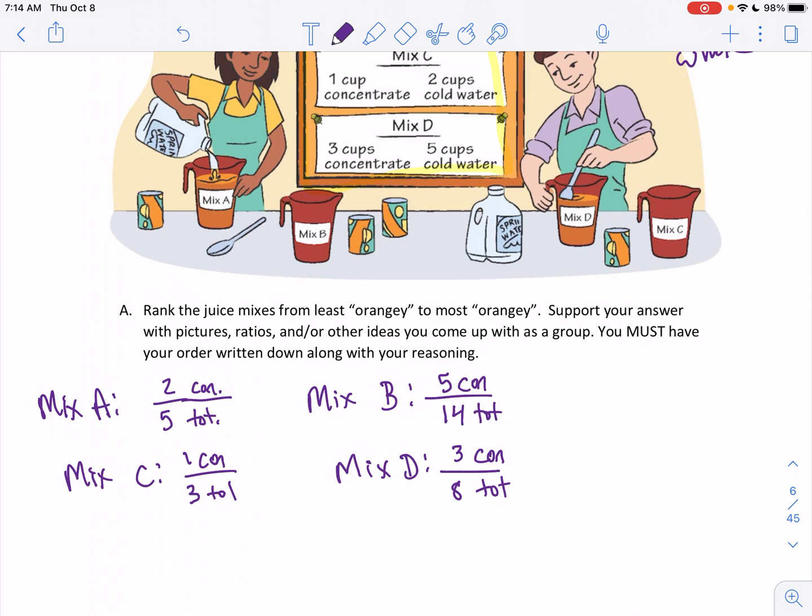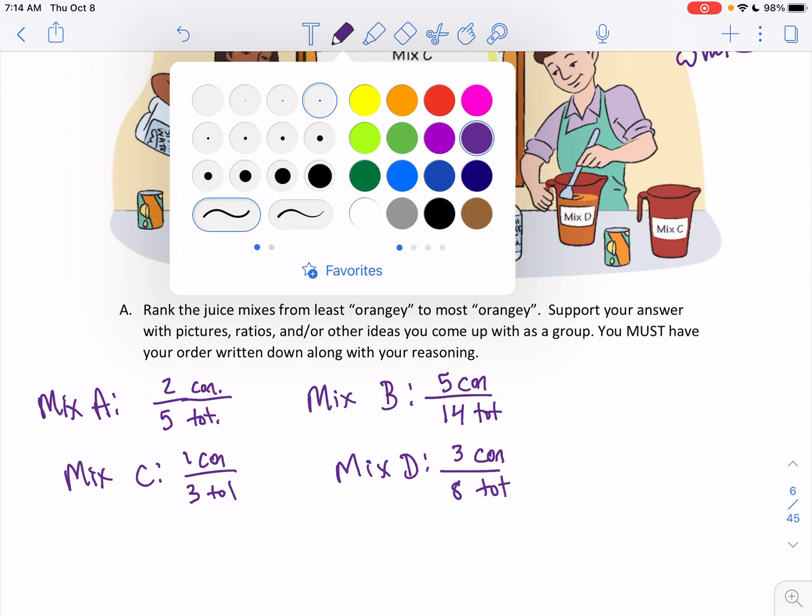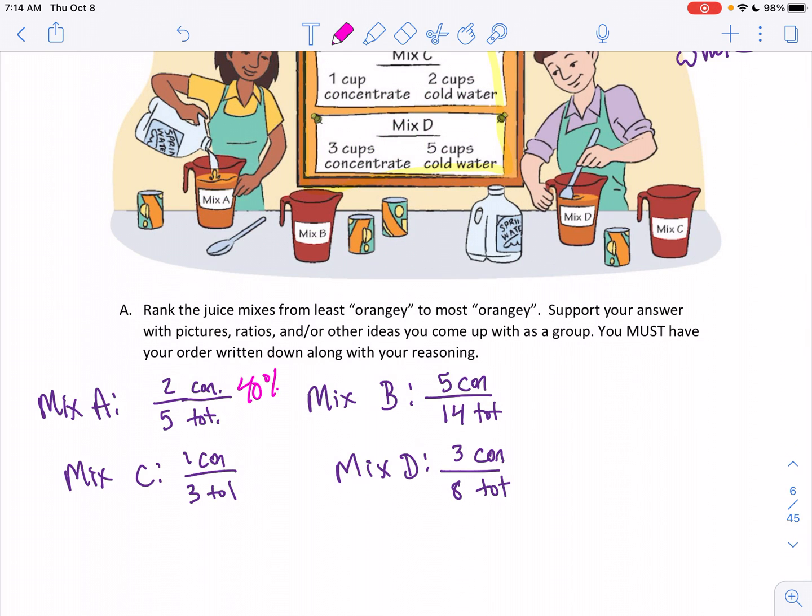And so I'm personally going to do the percentage equivalents, so I'm going to take out my calculator that is not on my iPad. And so I'm going to do 2 divided by 5, and I get 0.4, or 40%. 5 divided by 14 is 0.357, so 35.7%. 1 con over 3 total, I didn't need to type that one, is 33.3 repeating percent. And then 3/8 is 37.5%.